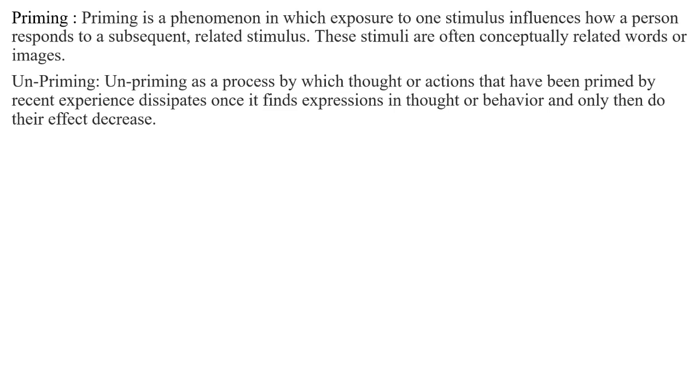Now, there are two concepts in social psychology, priming and unpriming. Priming is a phenomenon in which exposure to one stimulus influences how a person responds to a subsequent related stimulus. These stimuli are often conceptually related words or images. For example, being primed with the color yellow will make a person more likely to recall yellow objects such as lemons and bananas. After seeing a fast food TV commercial all day, you are more likely to eat a hamburger or any other fast food you have seen in the commercial rather than a salad.